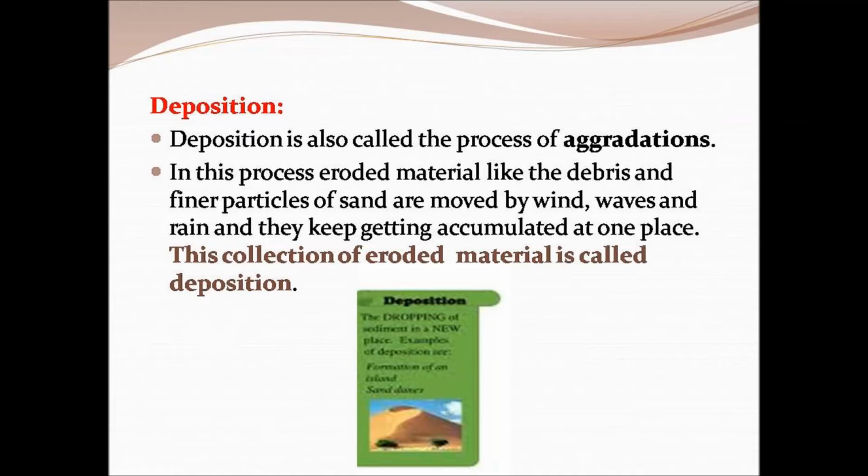Can you understand, children? So the material such as small pieces of rocks and sand are moved away by wind, water and waves, and this material gets deposited or accumulated or collected at one place, and this process is called deposition.